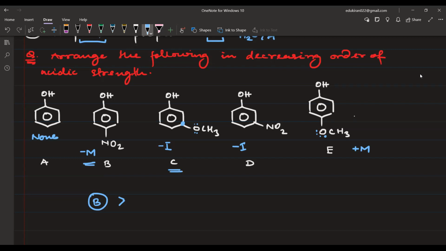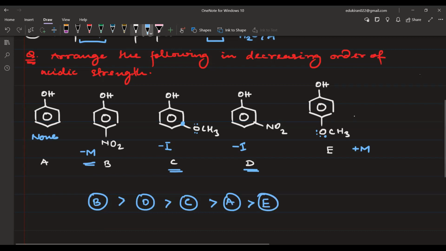Now we have C and D, which are minus I. In C and D, we can easily see that the nitro group has nitrogen and two oxygens also, right? That is why this will be more electronegative, and then we can write this is the most. After that, we have D. After that, we have C, which is minus I. After that, we will have none, which is A. After that, we will have E, which is plus M. Okay, so as you can see, this is minus M, this is minus I, A is none, and E is plus M.